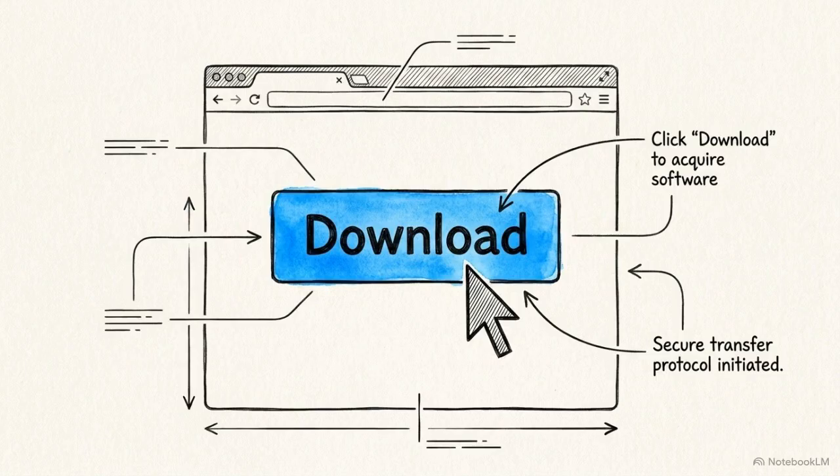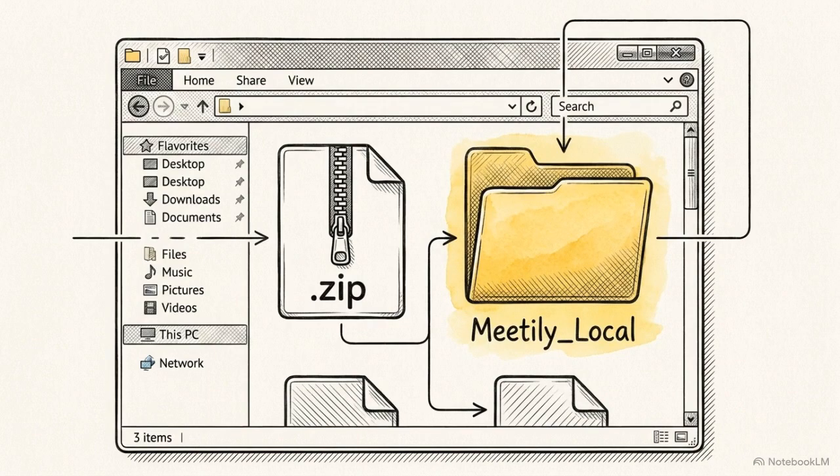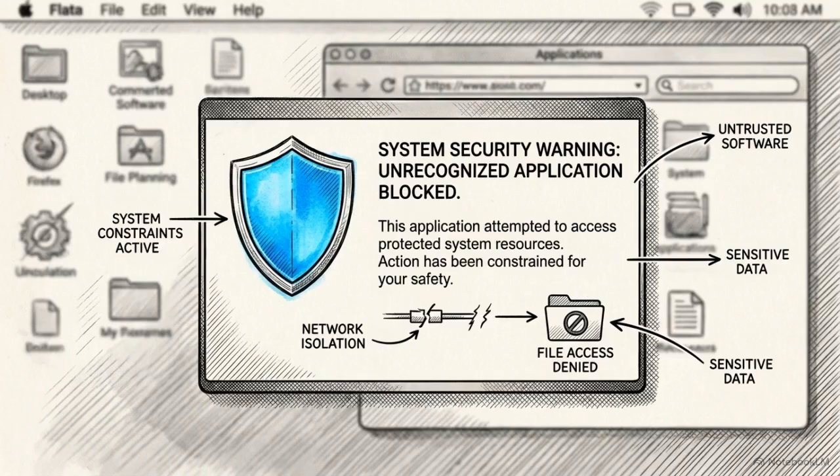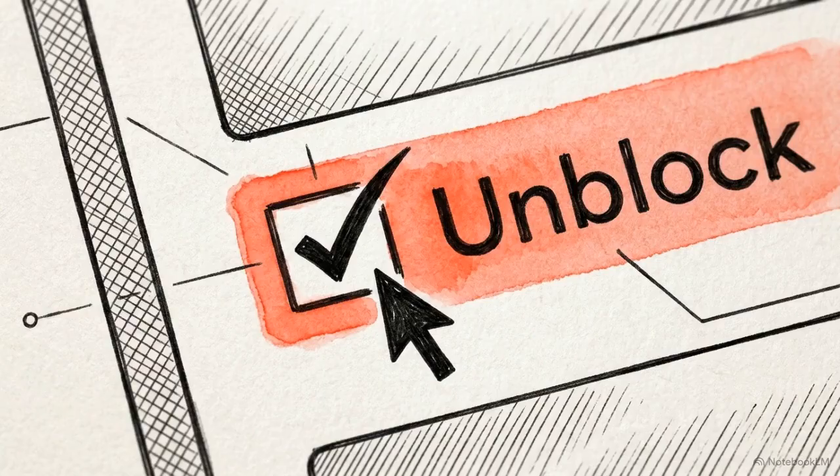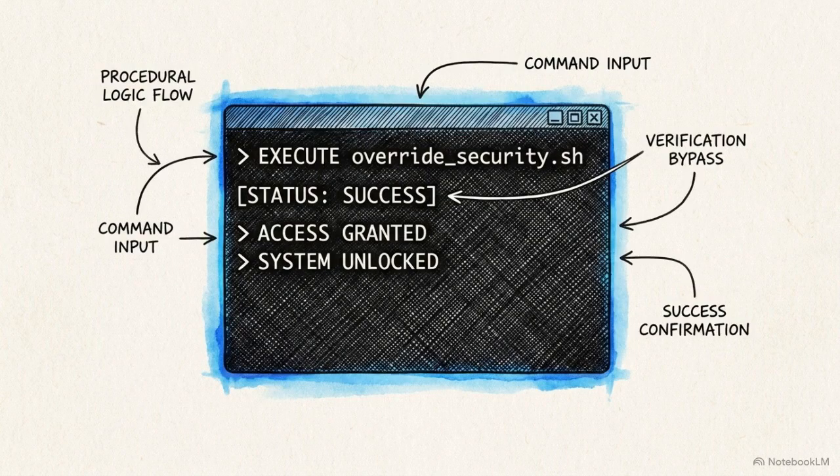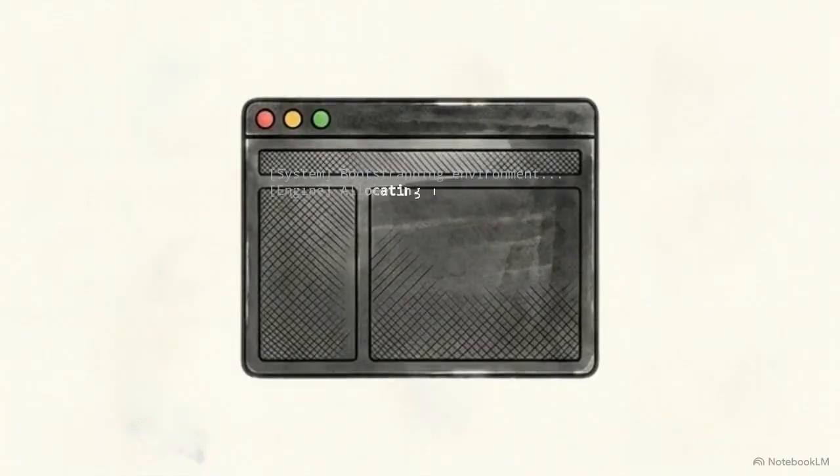First, download the open-source local audio application. Once the download completes, extract the contents of the zip file into a dedicated folder on your drive. Windows users should note that the default security protocols will likely flag and block these downloaded executable files from running. To fix this, right-click the extracted files, select Properties, and check the Unblock box, or run the unblock command directly in your PowerShell terminal. Now run the startup script.